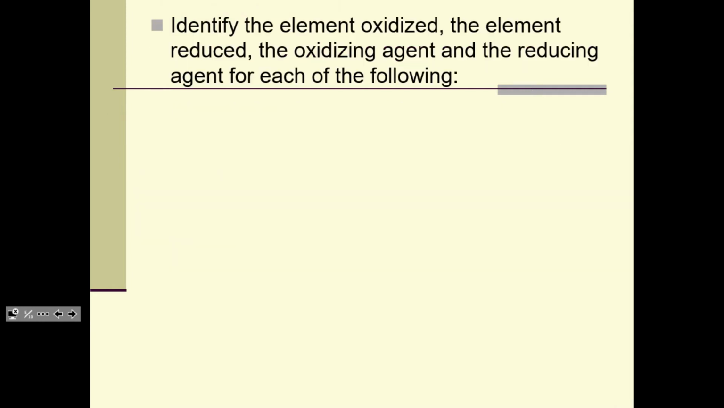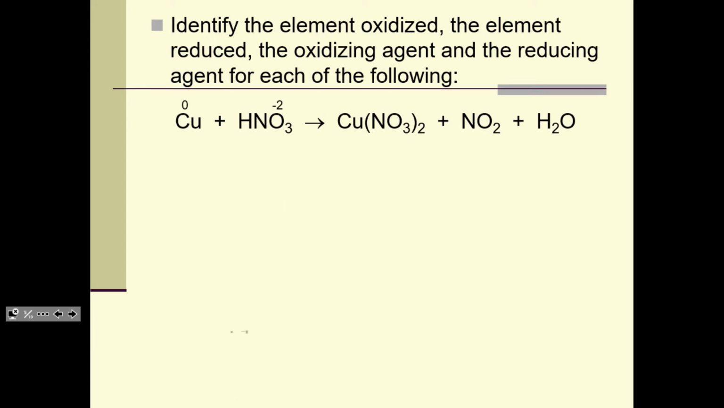Okay, so we're just going to work through some examples for this video, and then we will be done. So here we go. Let's label our oxidation numbers. Copper's by itself, it's a free element, it's 0. We solve for N here. So we would have had to solve for N.